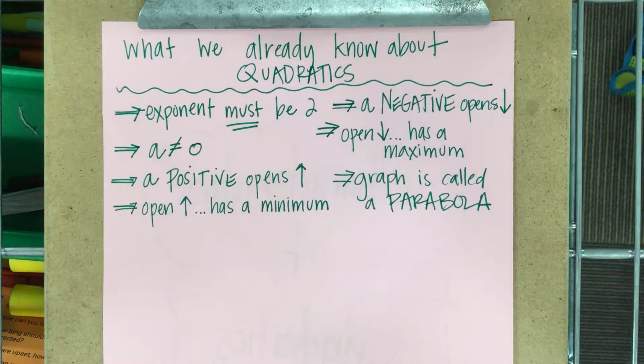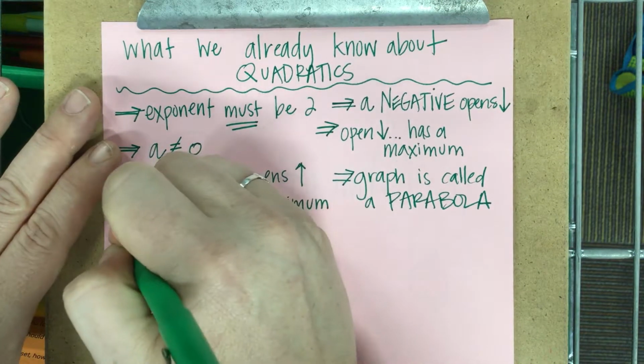So we know quite a bit about quadratics already. We know that it has to have an exponent of 2. We know that a cannot be 0. We know that if a is positive, it opens up, and if it's opening up, it has a minimum. If a is negative, it opens down, and if it opens down, it has a maximum. And we know that the graph of all of this is called a parabola. We also know about standard form.